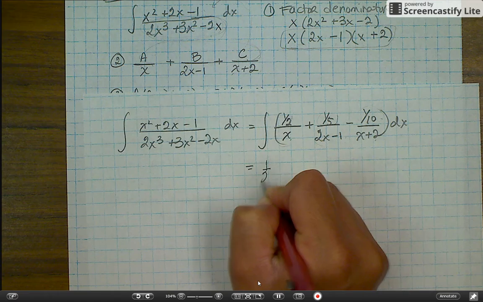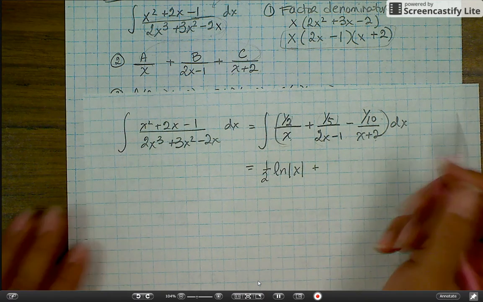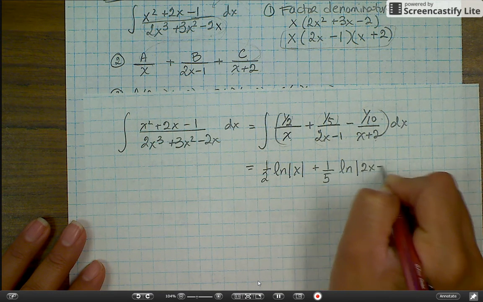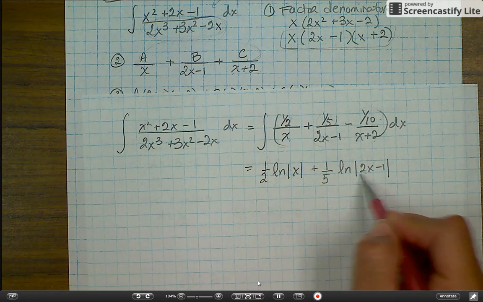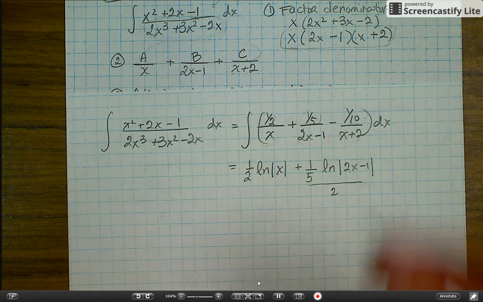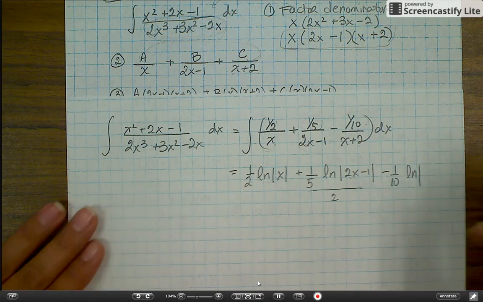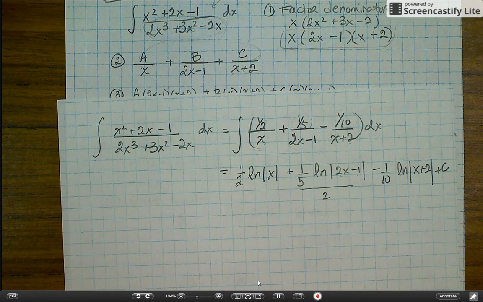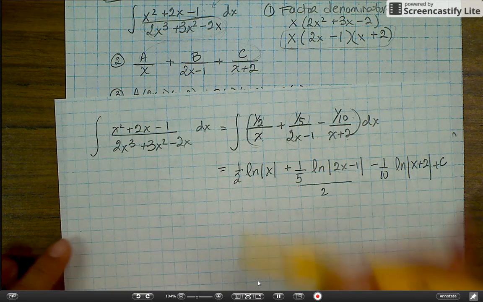So I can have 1/2 natural log absolute value of x plus 1/5 natural log absolute value of 2x minus 1, but the chain rule would have been done here with this 2x, so I'm going to have to divide this by 2, minus 1/10 natural log absolute value of x plus 2 plus c. And then you could simplify that. That'll be a 1/10 right there. And that would be our answer.